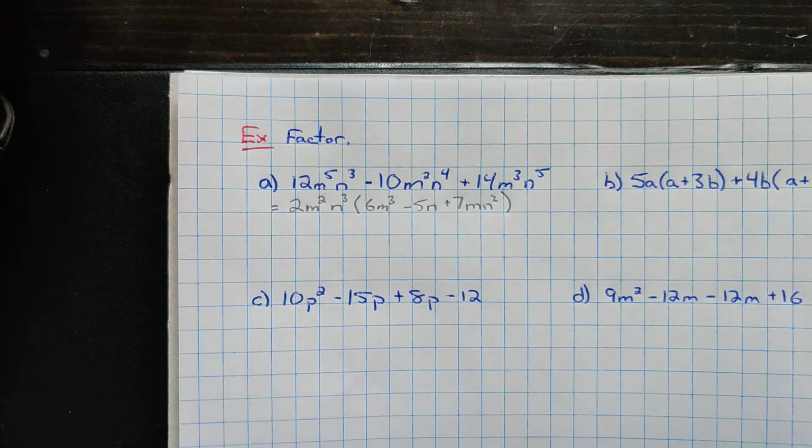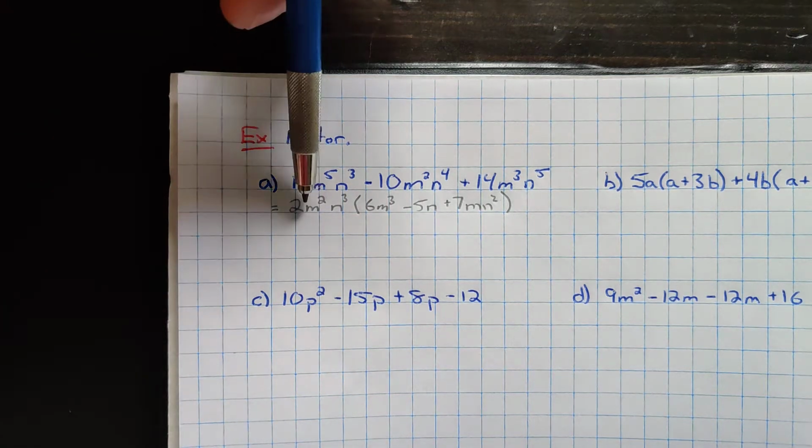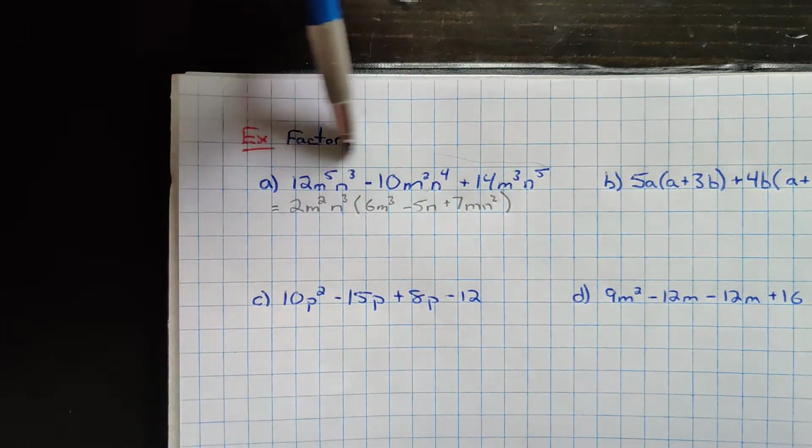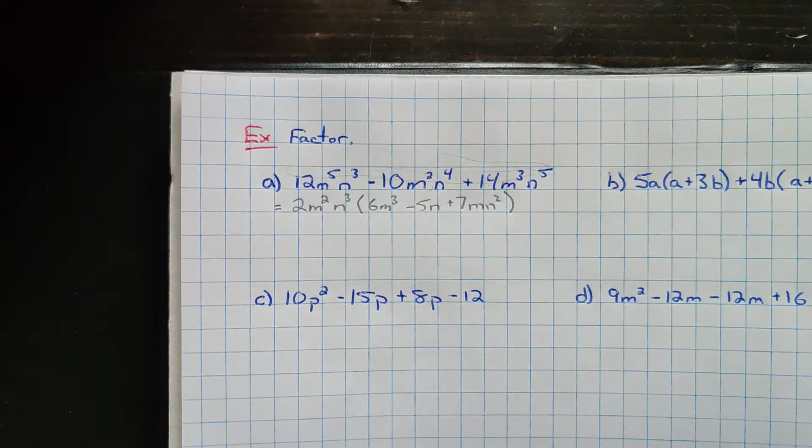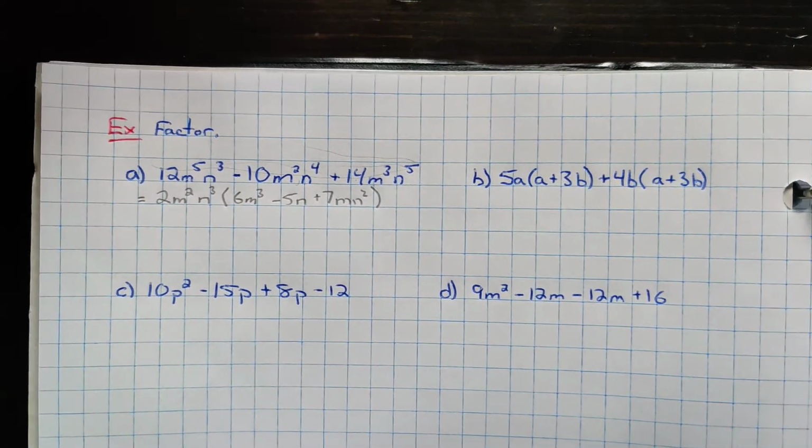Now you can always check these answers by expanding this out. If you multiply this back out, you should get to this result here. And so that's a way to check it. Now, there are some situations where factoring looks a little bit different.